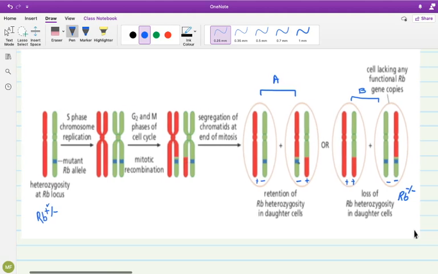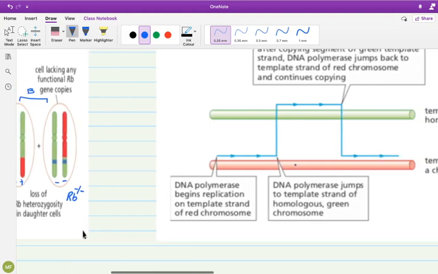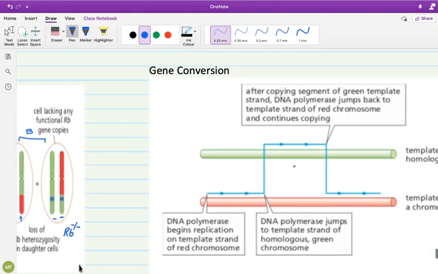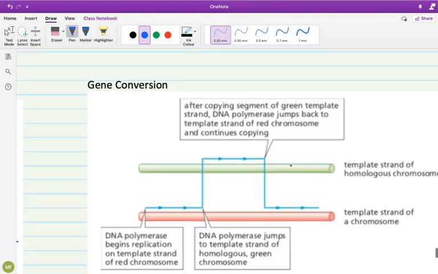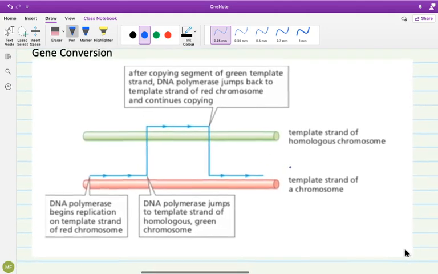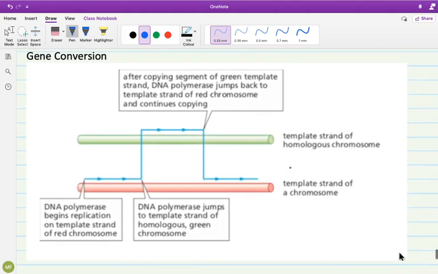Now, in addition to this, the alternate means for loss of heterozygosity is gene conversion. The gene conversion phenomenon is that somehow the DNA polymerase begins replication on the template strand, labeled here. But instead of going straight, as has already been observed, it somehow switches its position to the counterpart and copies that information.